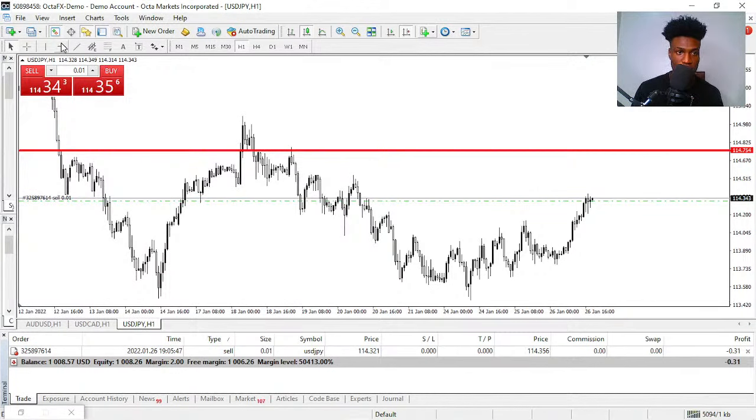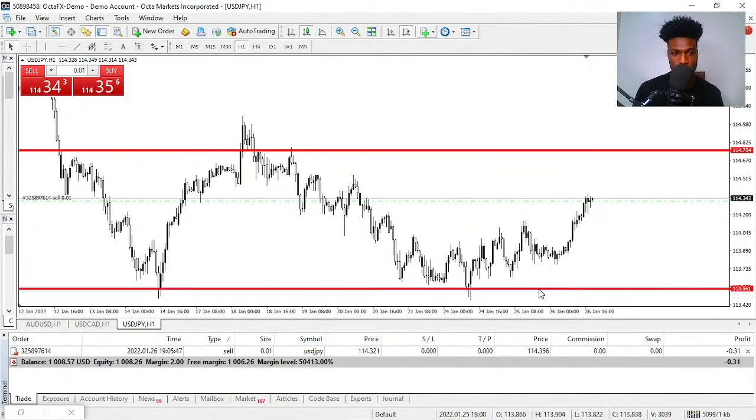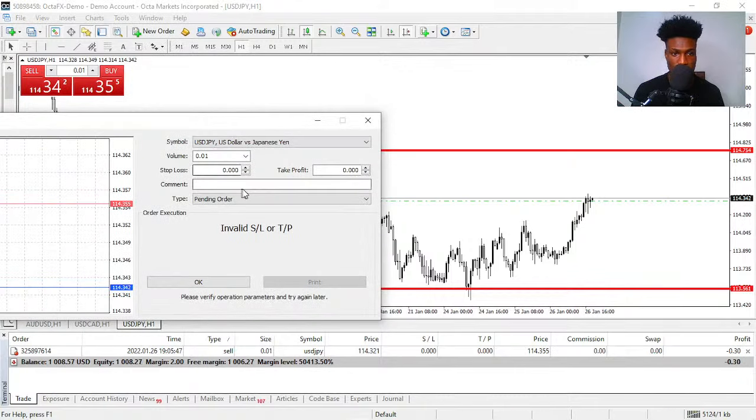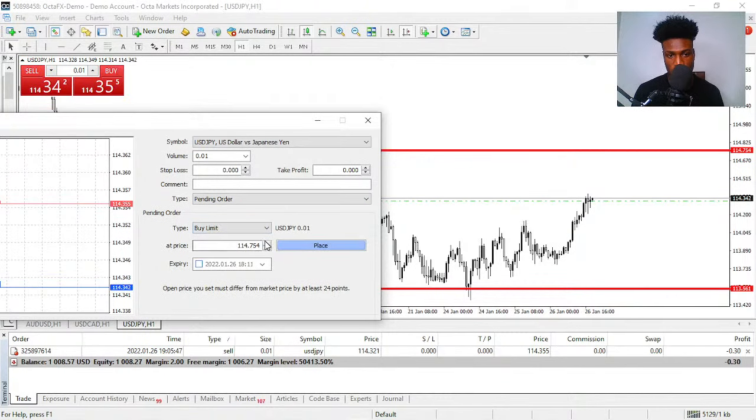So let's say I conduct an analysis, and my analysis tells me, okay, price is going to test back at this zone and this support and bounce off. Remember, you don't just come to the market and place pending orders or buy and sells. Your orders should be backed by an analysis, right? So let's say I'm placing this buy limit order right here, 113.561. I go ahead and click on new order and go to pending order, click OK, buy limit.